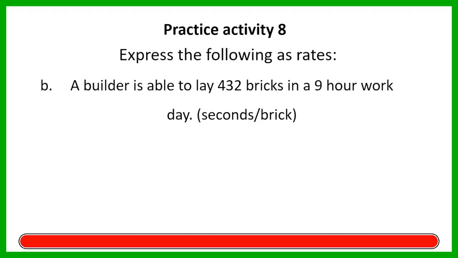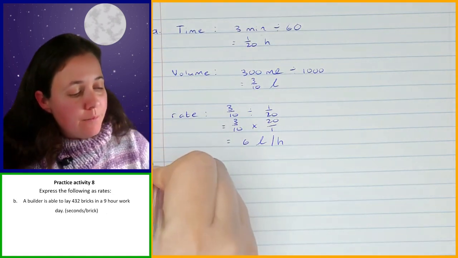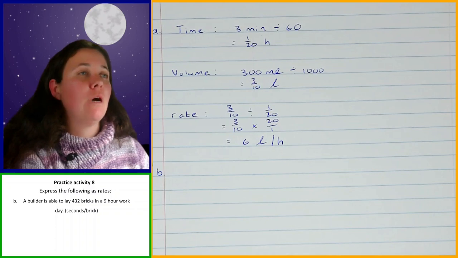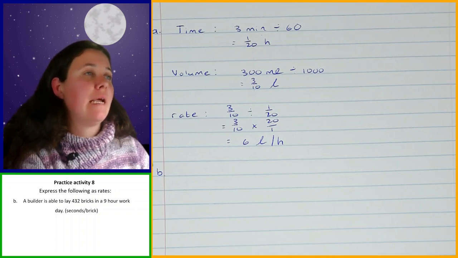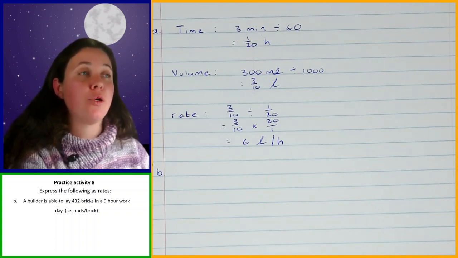Okay, you should hopefully be done with that by now. So let's go through that. So for question B, you have a builder who is able to lay 432 bricks in a 9-hour workday, and we need to work out how many seconds it takes him to do each brick. So the seconds per brick.